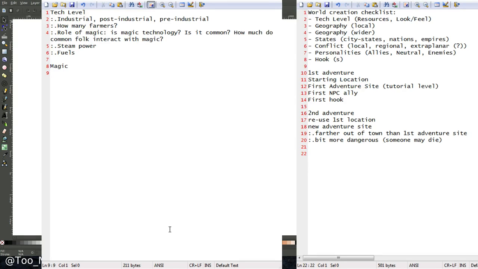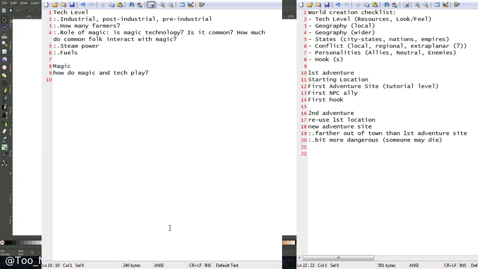Magic's a big topic. I mean, clearly, books spend chapters and chapters on it. The key decision you have to make for your world is, how do magic and technology play together, right? Does magic replace technology? Because think about it, if you can produce fire from nothing, you don't really need coal then, do you? Right?